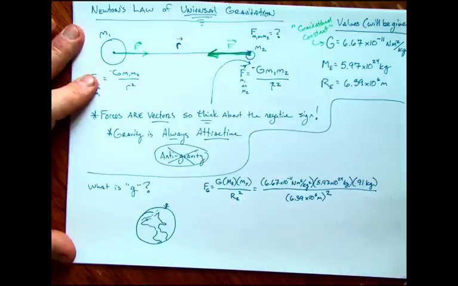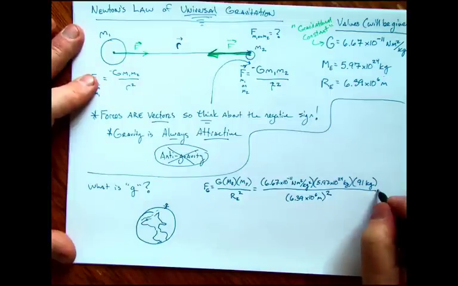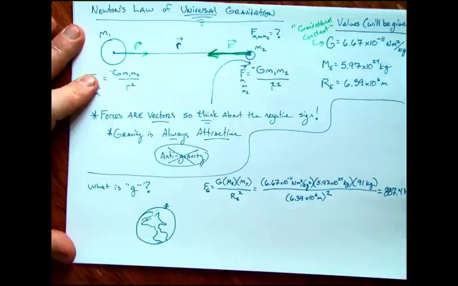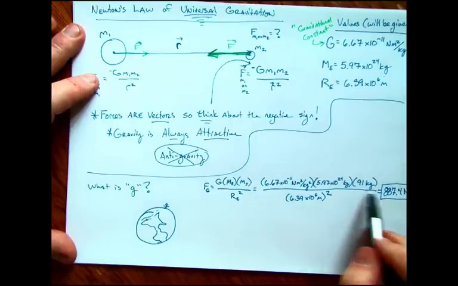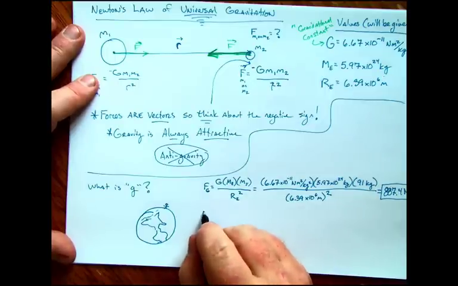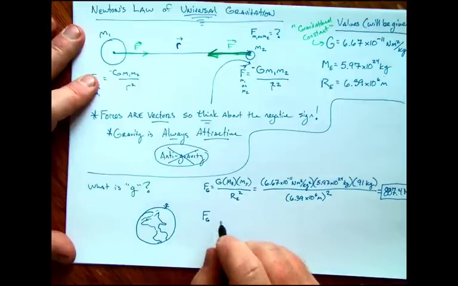So now if I do that and I plug it in to my calculator, I will come out with a number of 887.4 newtons. Okay? So that is the force that gravity is pulling on my 91 kilograms of mass right now based on my position. So what we know about physics is we should be able to find a very similar answer in a similar way.